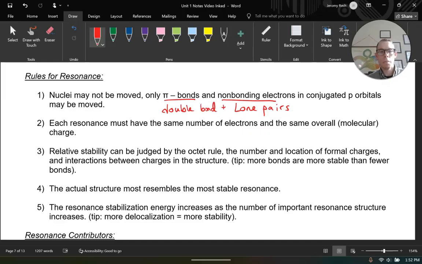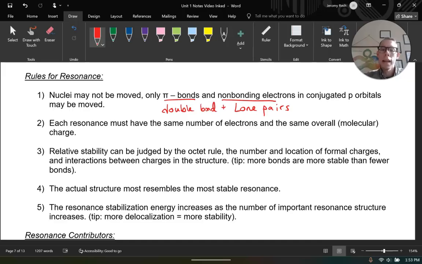Each of these is just a snapshot of the same structure. So you can't add more electrons or remove electrons. You need the same overall charge, where if your net overall charge in one was minus, your net overall charge in the second one must be minus. We're ultimately going to draw a bunch of these different structures, and we'll often consider the stability for the major contributor.